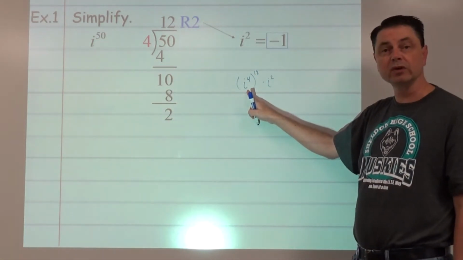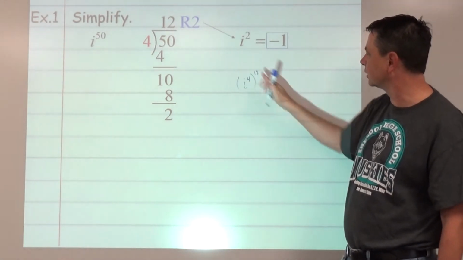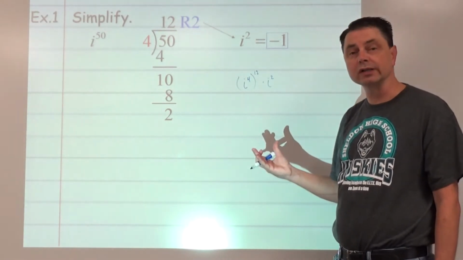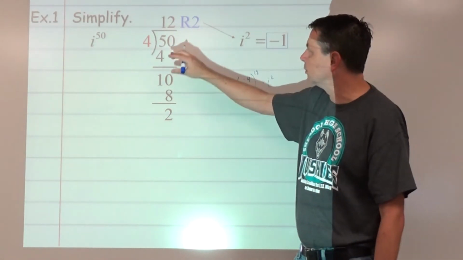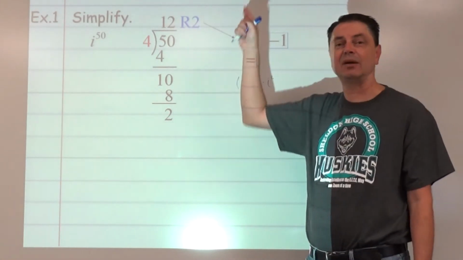Well, remember, I to the 4th is just 1. 1 to any power is 1, so that part just kind of disappears. We're left with the I squared. So that's why it works. Now all we got to do, just divide by 4. The remainder essentially connects to the answer, I to that power.